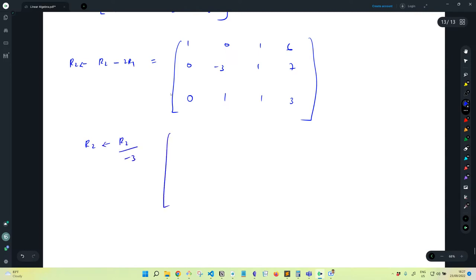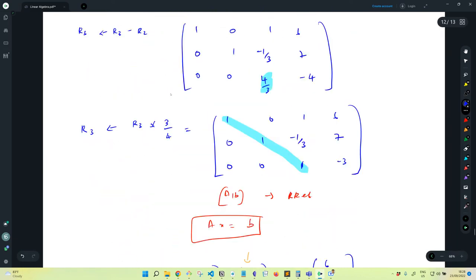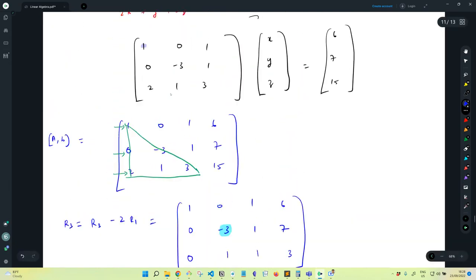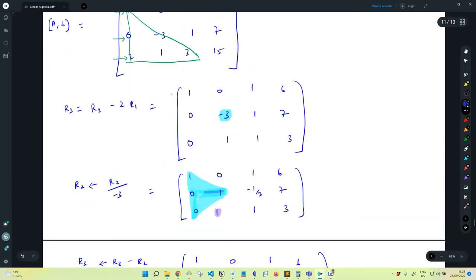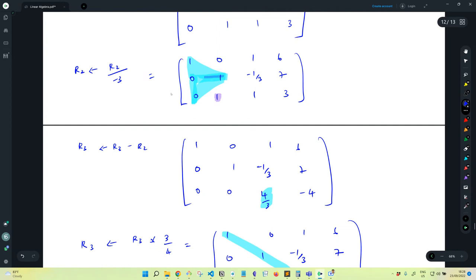Then R2 equals R2 divided by minus 3. This will give me 1, 0, 1, 6, 0, 1, minus 1 by 3, minus 7. Did I do minus 1 by 3 there? Here is the mistake. I should have done minus 1 by 3.